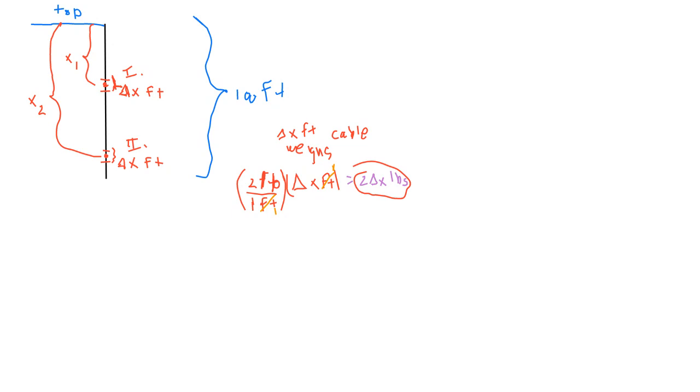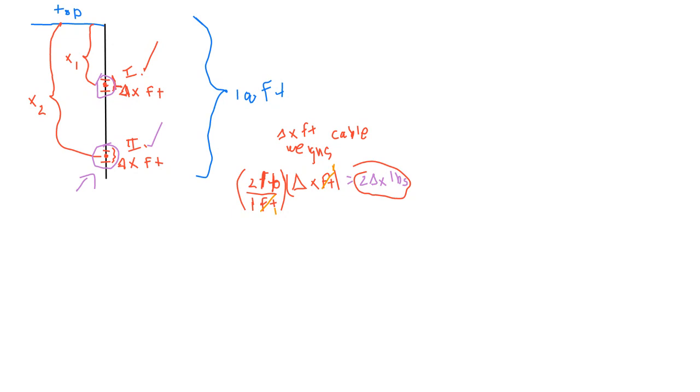To bring up the first piece of cable to the top of the building, or to bring up the second piece of cable to the top of the building? Jonathan right away says the second piece of cable. Why is that, Jonathan? Well, they both weigh the same, but the second piece of cable is more distance. That's right, Victoria. The second piece of cable here is further down.